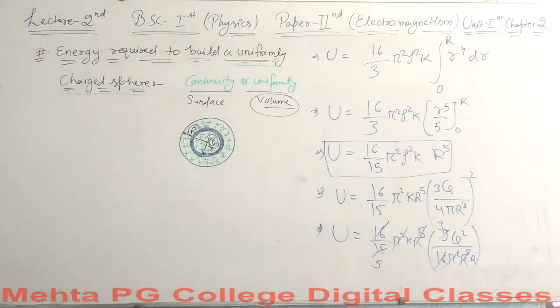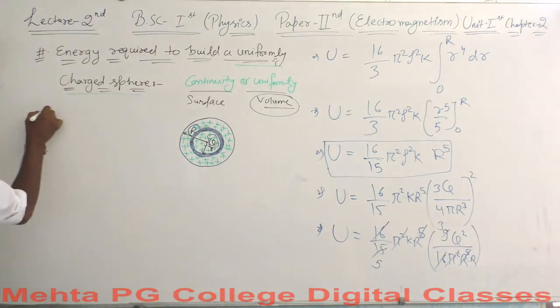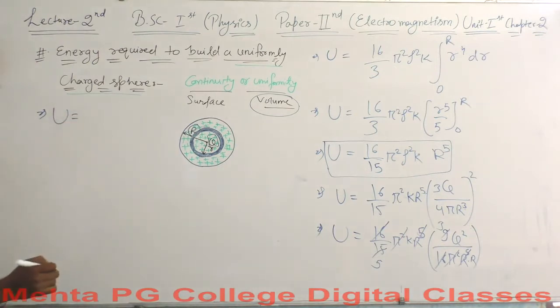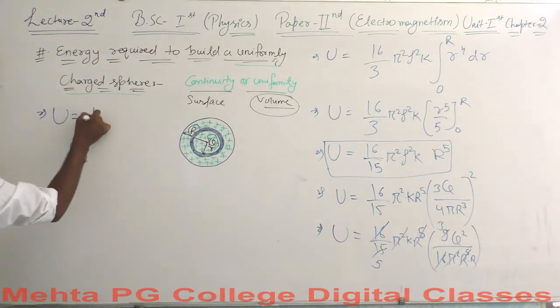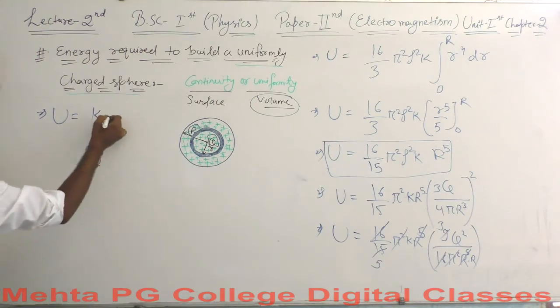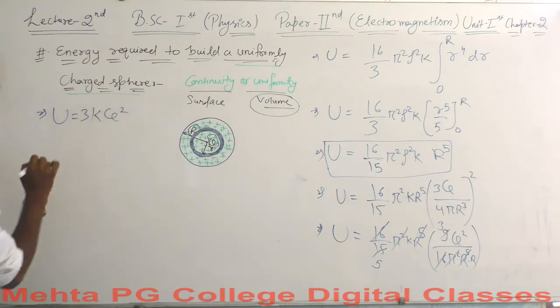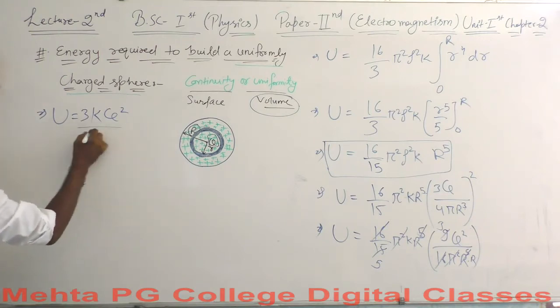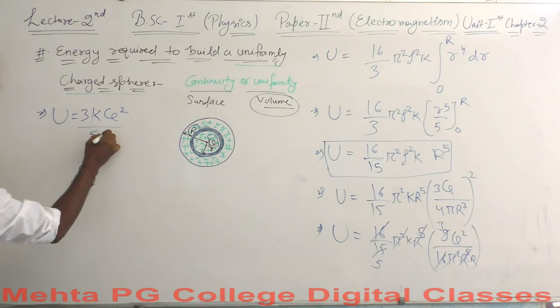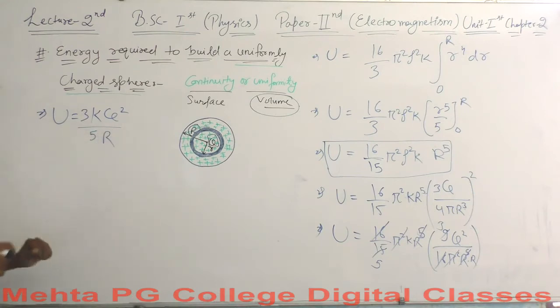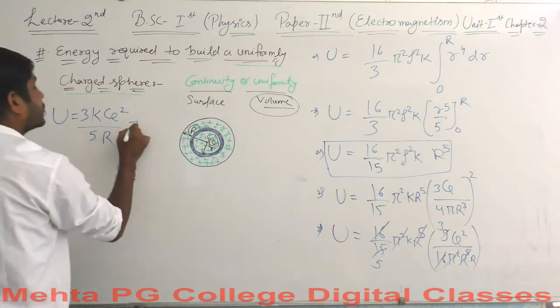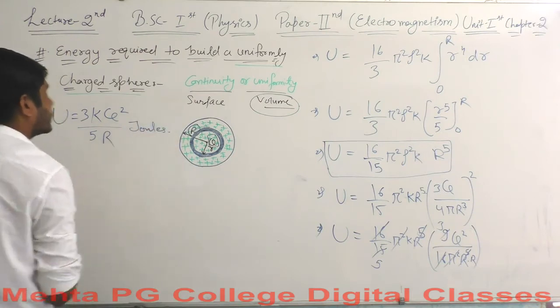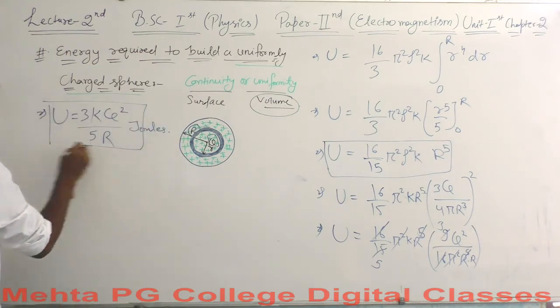Okay. So what values we have? We will have U is equal to 3KQ square upon 5R. Okay, so these are the remainings which we have here. And the energy should be written in joules. So this is the amount of potential energy.